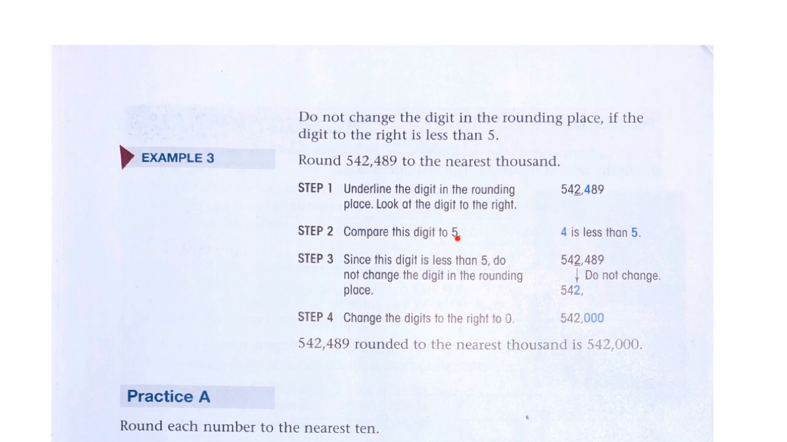Step 2 is compare that digit 4 to 5. 4 is less than 5. Step 3, since this digit is less than 5, do not change the digit in the rounding place. So the 2 does not change, it still stays 2. Step 4 is to change all the digits to the right of that to 0. So after the 2, all the digits get changed to zeros. 542,489 rounded to the nearest 1,000 is 542,000.